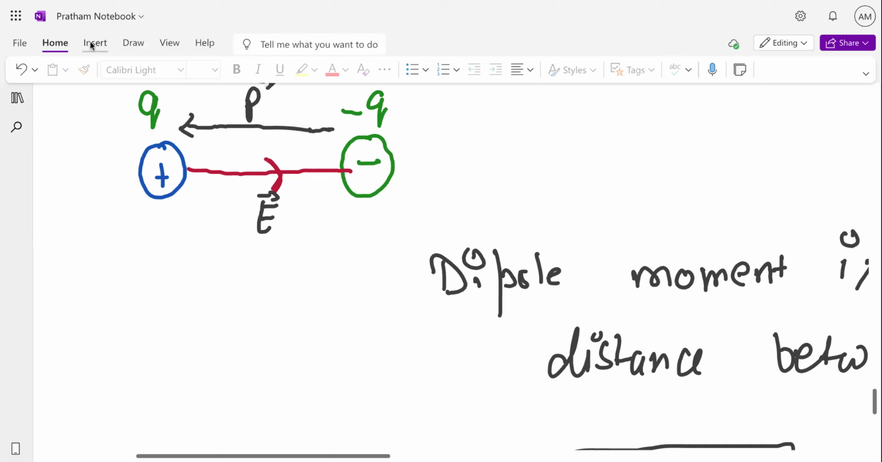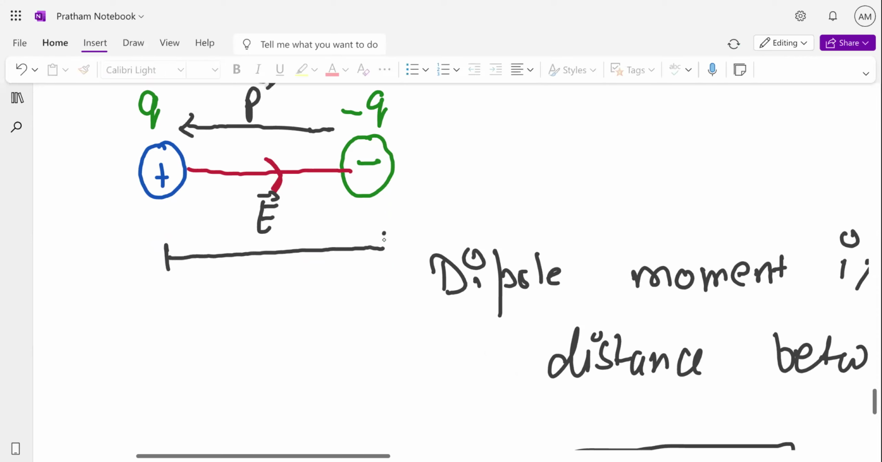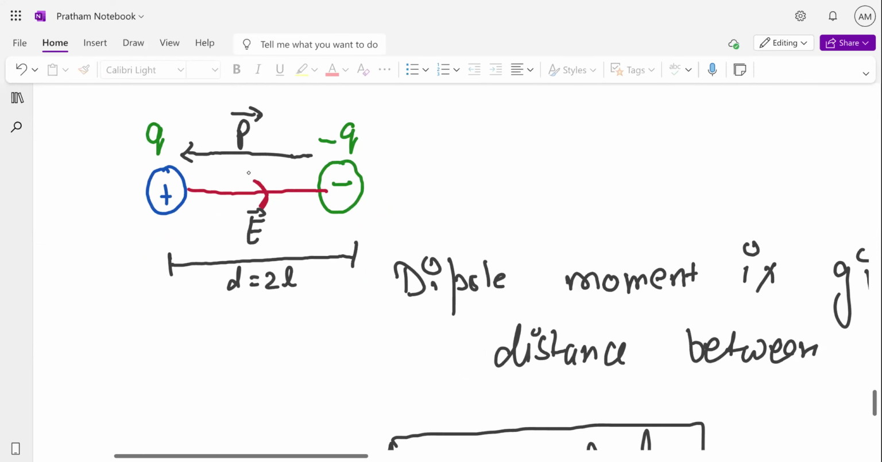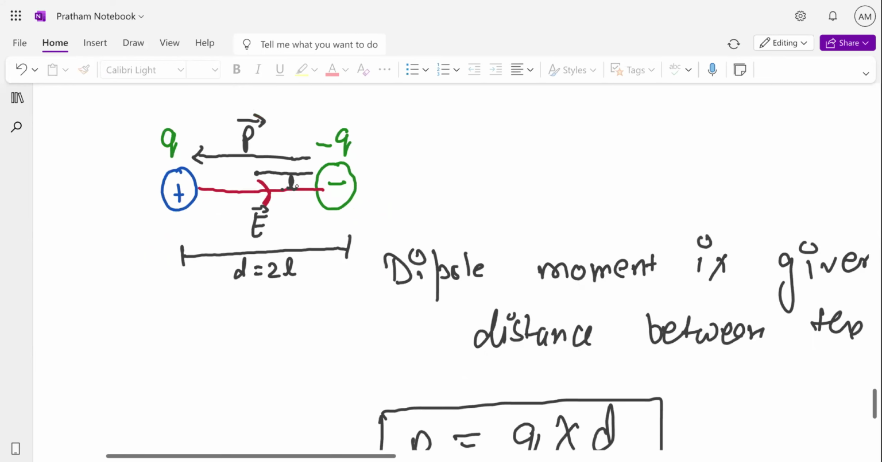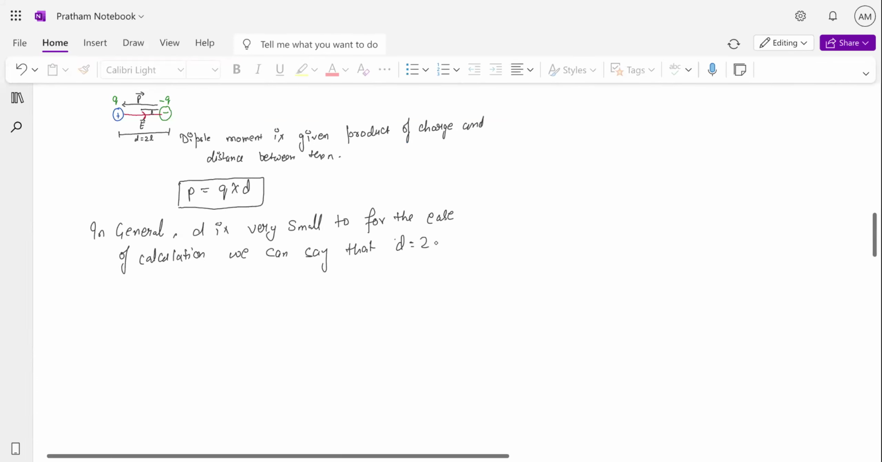So if this is my distance d, I can call it 2L, and this portion from here to here is how much? This is L. I hope it makes sense for now. Is that clear? Yes.